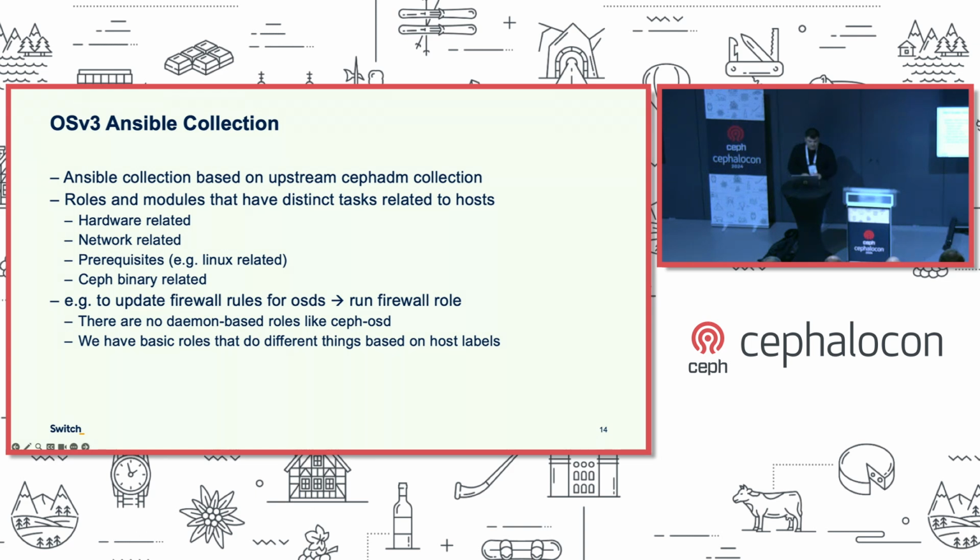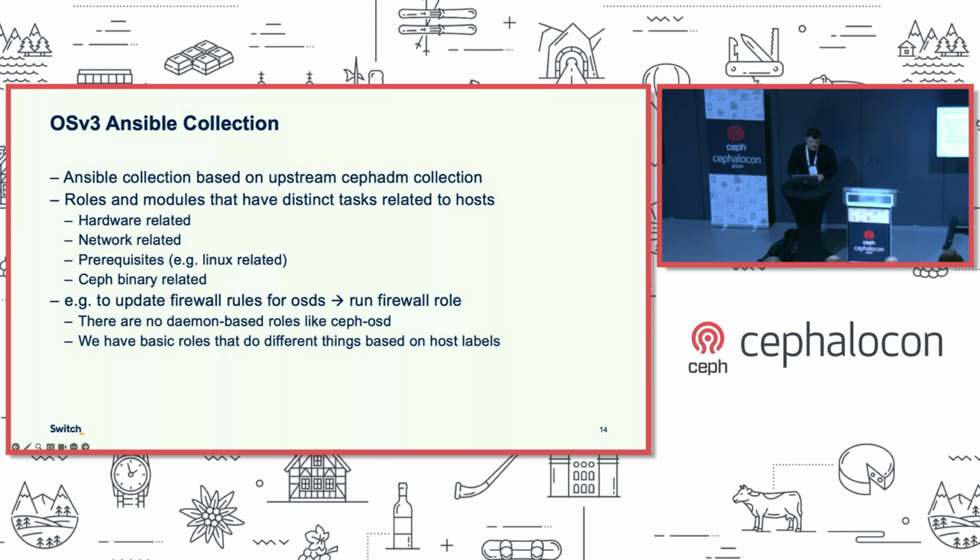So what I'm trying to say here is that the roles and modules have distinct tasks related to hosts. For example, a role will have something to do with hardware or network or prerequisites. Our roles, we have made them in such a way that they don't do many things, they just do one thing, and with that you create modular code that is easily expandable, easily debuggable, and quite easy to understand even if you see the code after 12 months. For example, if you want to update the firewall rules for OSDs, you just run the firewall role. Every role just does a simple thing, and that's our philosophy on how we create that collection.